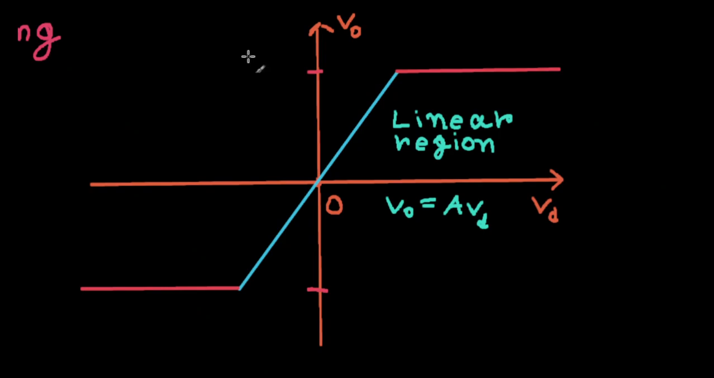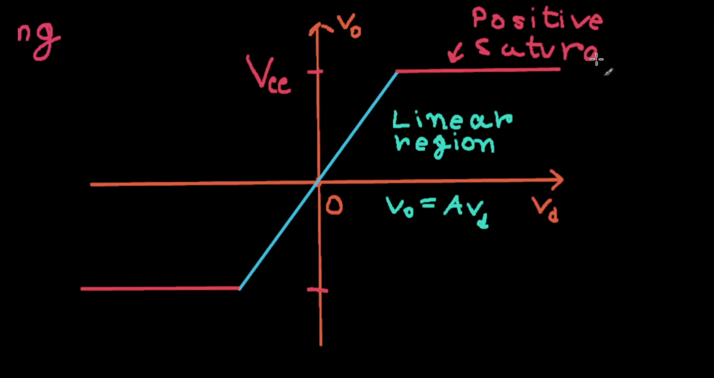This is the positive saturation value here. The fancy name for this part right here is the positive saturation. Basically, your voltage is not going to increase anymore. No matter how much you increase VD, your output voltage is going to remain constant at VCC, or you could say plus VCC.